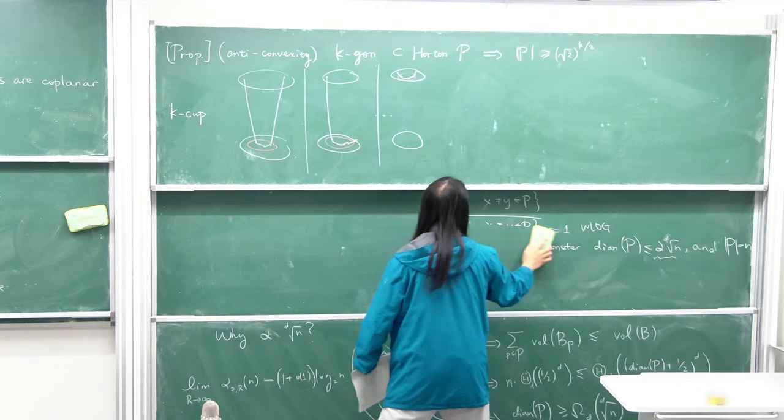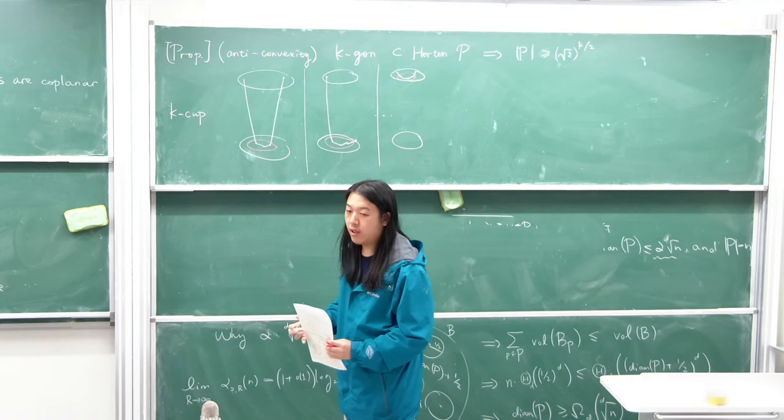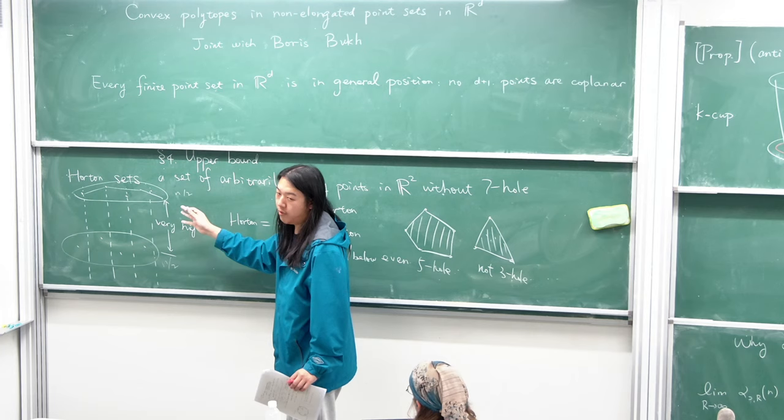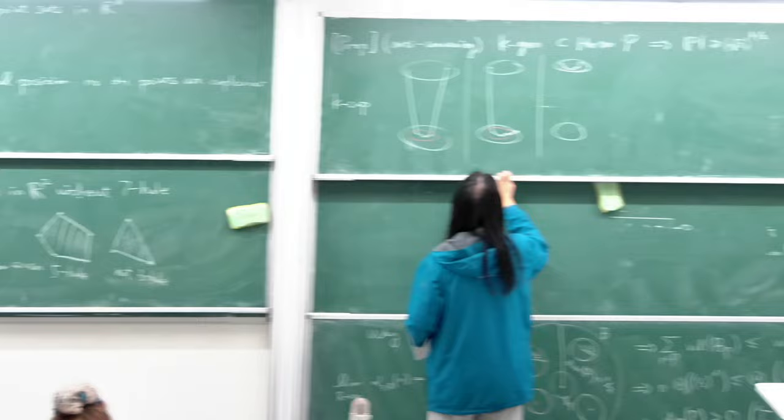How many vertices in each layer of the Horton graph? Half and half. Because if I have a Horton set of size n, then this is n over 2, and this is n over 2. Because the construction is inductive. You may think about the Horton set starting from 1 point, then 2 points, then 4 points, 8 points, and 16 points, and so on.